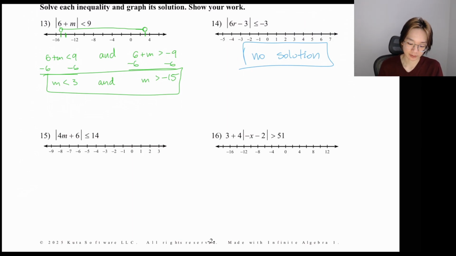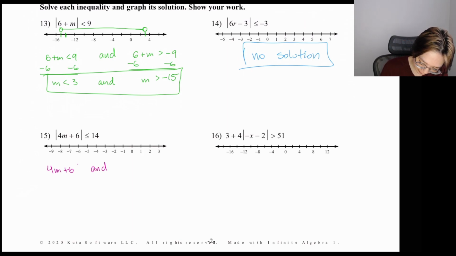Absolute value is alone. Yes, there is a solution. There are positive numbers that are less than 14, so we're good. So let's split this into our compound inequality. Absolute value is less than, so it's an and. 4m plus 6 is less than or equal to 14, and 4m plus 6 is greater than or equal to negative 14.